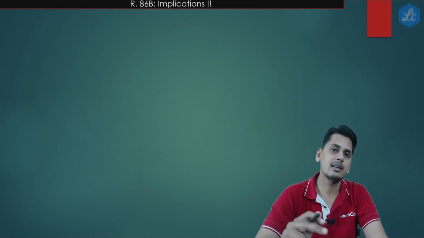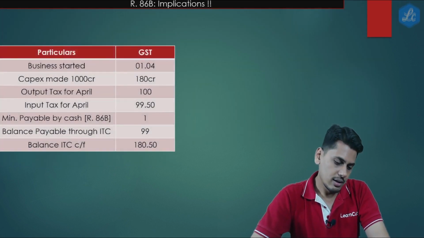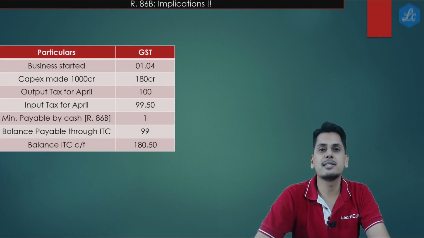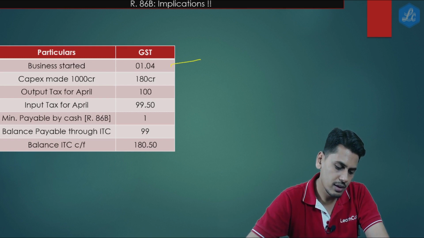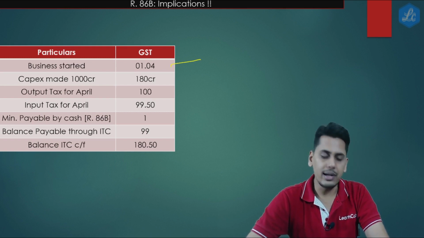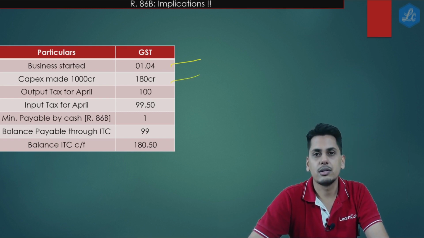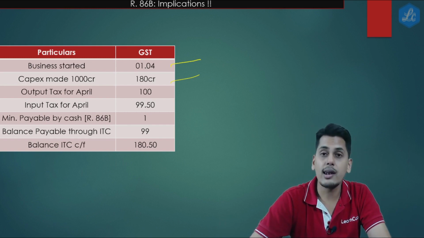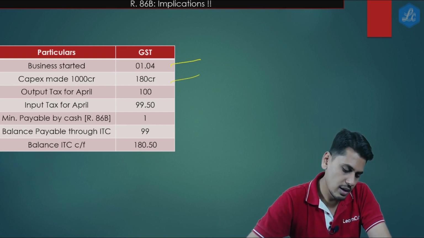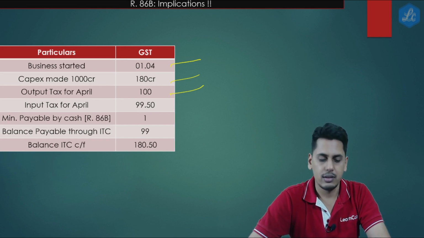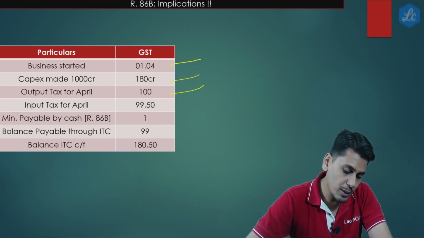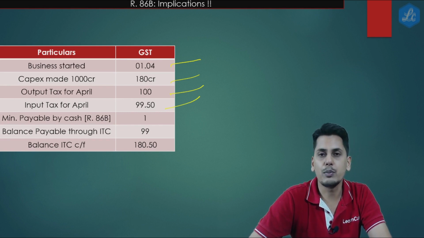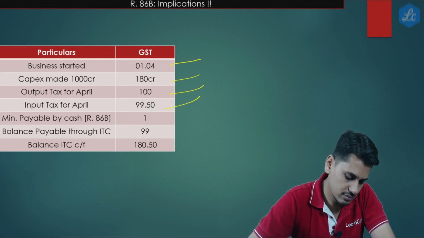Let's have another example. Let's say there is a person who starts business on 1st of April. He makes a capital expenditure of 1000 crores. GST involved therein is 180 crores. Output tax for the month of April is 100. Input tax for the month of April is 99.5. We are speaking in crores.